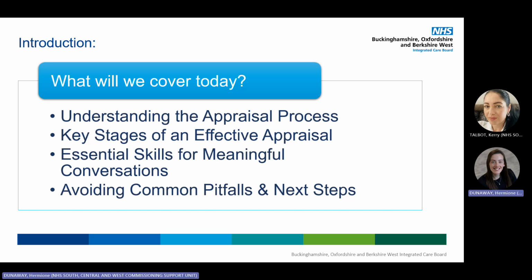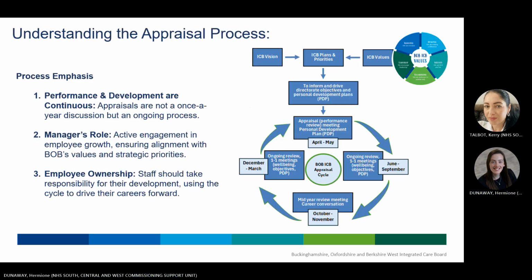So we'll move on to understanding the appraisal process. Within the new appraisal policy, you'll find the diagram on the right-hand side of the screen here on this slide. This shows us the elements of the appraisal process, the flows that move into it, and which layers affect which area of the cycle. At the top, we have the three interlinking factors: the ICB's vision, the ICB plans and priorities, and the ICB values that are also within this circle here.